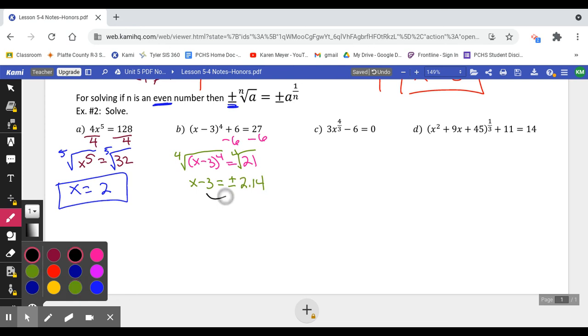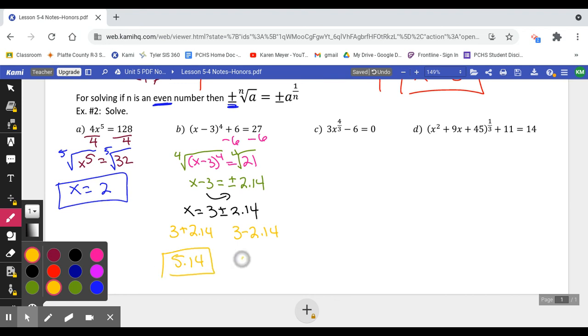So now I'm going to move my 3 over. So x equals positive 3 plus or minus 2.14. Now I'm going to split my plus or minus. So 3 plus 2.14 and 3 minus 2.14. So I have 2 answers, and they are 5.14 and 0.86.